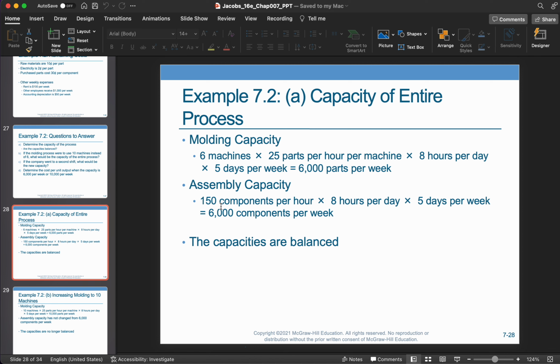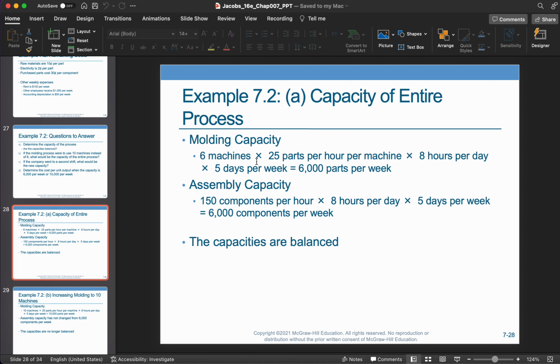Similarly, if you look at the assembly process, you are making 150 components per hour. Now that is for all the employees put together. We are not looking at each employee individually. Times 8 hours per day times 5 days per week. And so you can also make 6,000 components per week in the assembly process.